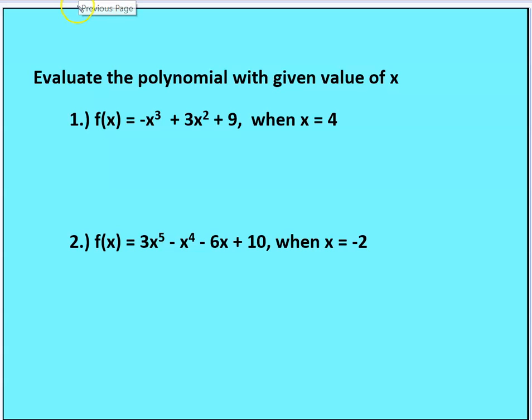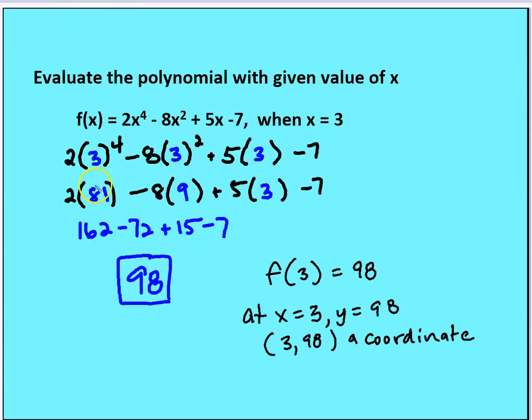Whoops, I skipped through this. All right, so I'm going to substitute 3 in. I'm going to take that to the 4th power, it's 81. 3 to the 2nd power is 9. And then 3 to the 1st power is just 3. I'm going to multiply the terms and then subtract and add them, combining like terms, and end up with 98. So f of 3 is equal to 98. Or we could say at x is equal to 3, y is equal to 98. Or we can also say that (3, 98) is a coordinate.